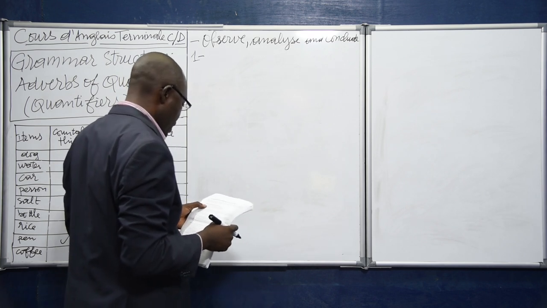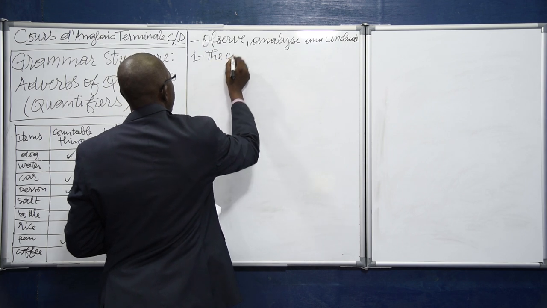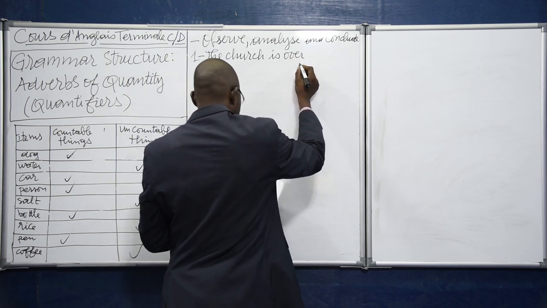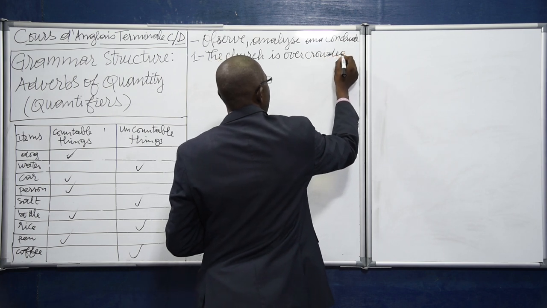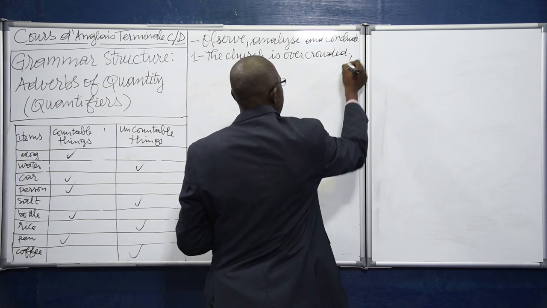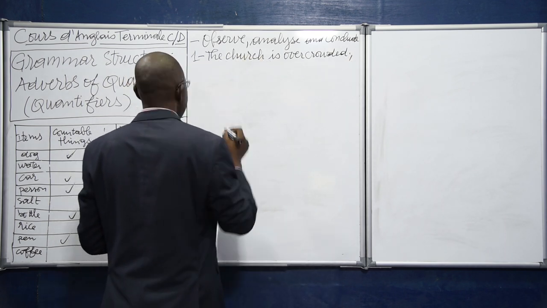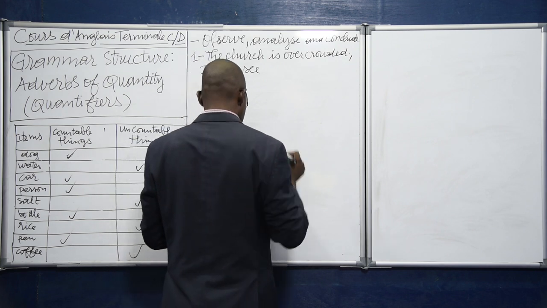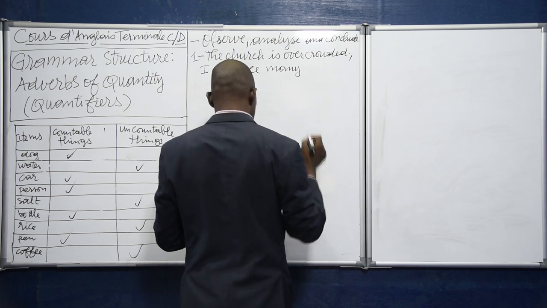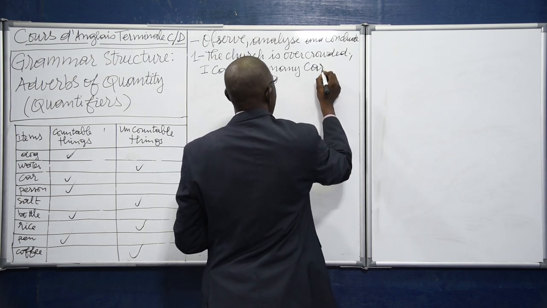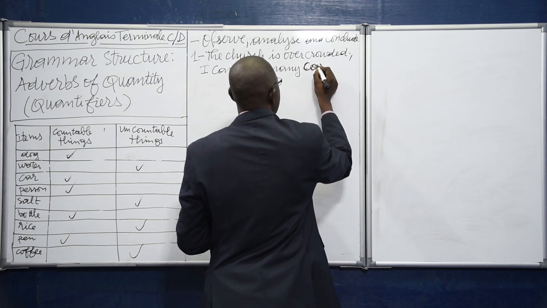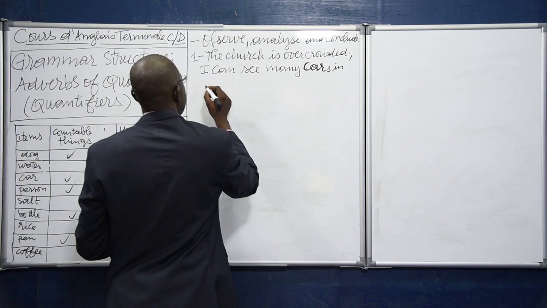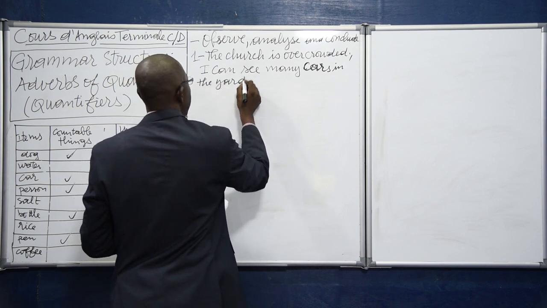Example one, the church is overcrowded. The church is overcrowded, comma, I can see many cars, in the plural, cars in the yard. This is our first example.